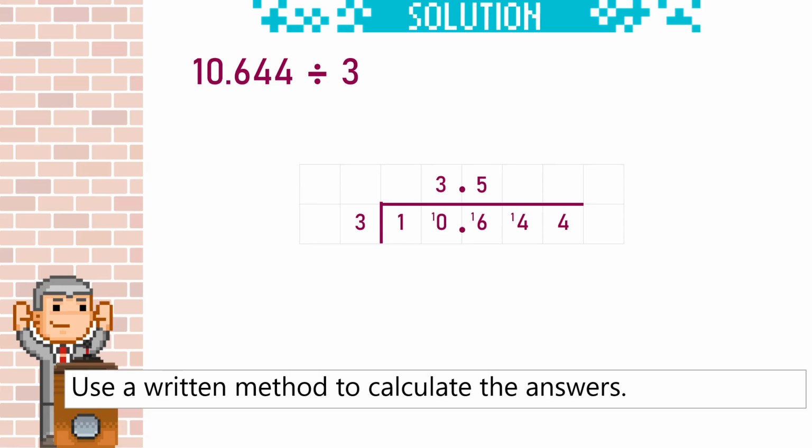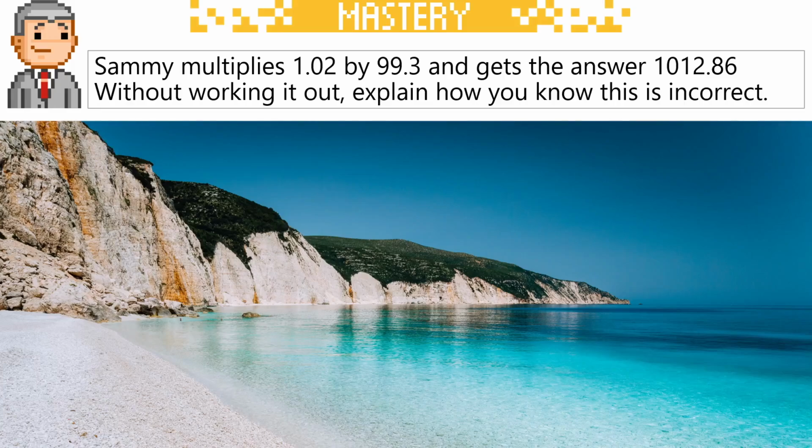How many 3's in 14? 4 whole ones, and 2 remainders. How many 3's in 24? 8 whole ones. So our answer is 3.548.